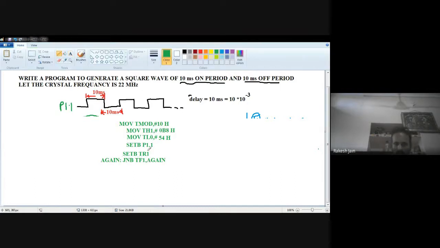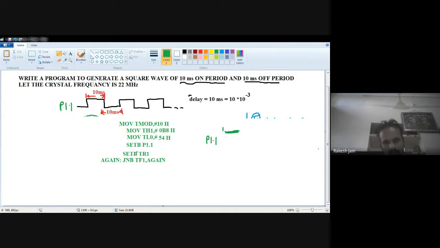Now, what is the meaning of this? Because we have to generate the square wave on P1.1, at P1.1 first we put SETB. SETB means 1 here, so it is equal to 1. Now we have to provide that delay of 3 millisecond. So till 3 millisecond, it will remain at 1. That's why we start the timer.